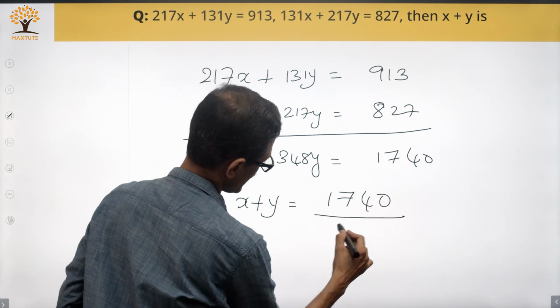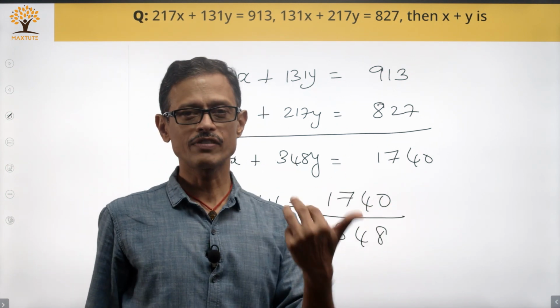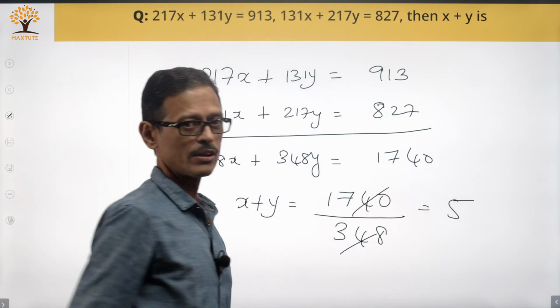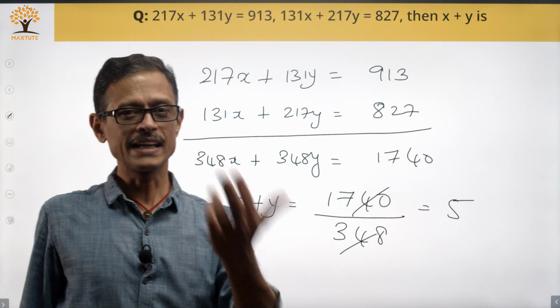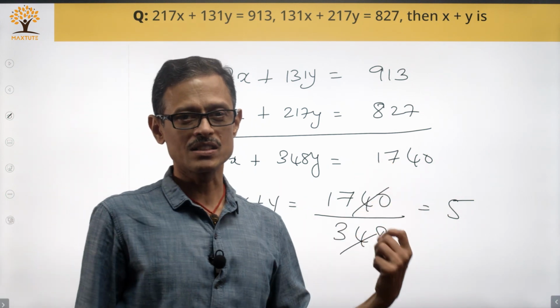1740 divided by 348. 348 into 5 is 1740, so it will cancel out to leave us with a 5. x plus y is equal to 5. Solving this by finding out x and y separately and then adding them up will also give us the same answer, but it is far more cumbersome than this.